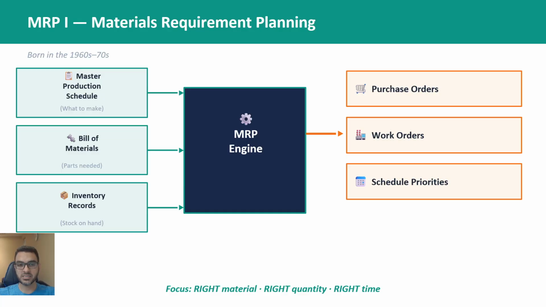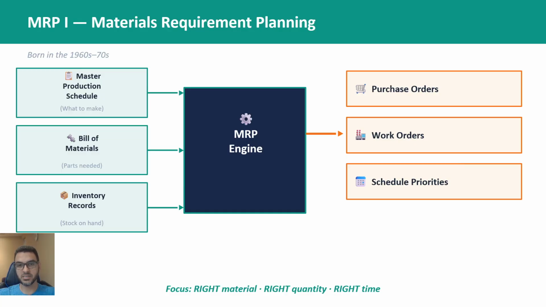Invented in the 1960s and 70s, materials requirement planning. The inputs are master production schedule, in plain language, the number and quantity of products needed and the need by date. Bill of material, which is the list of items and parts needed for each product. And the current inventory records, the stock on hand. These inputs are processed in the MRP engine, which generates work orders, purchase orders, and schedule priorities.